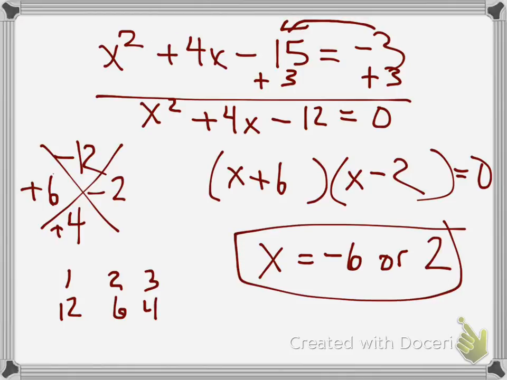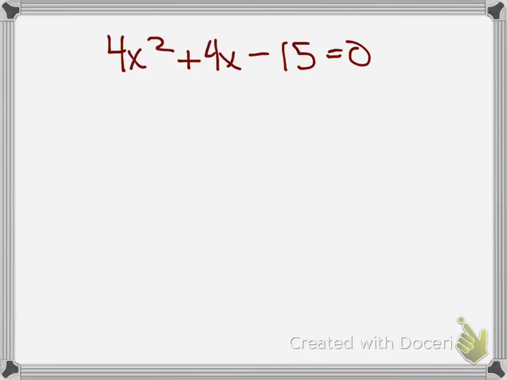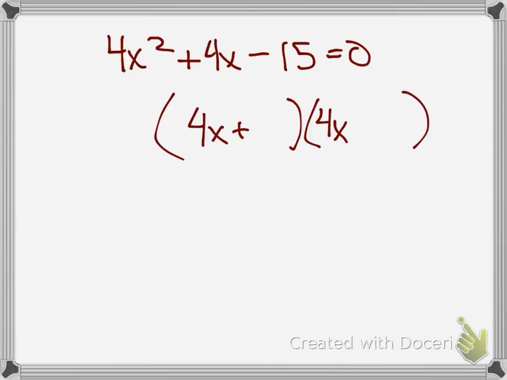So that's the solving part of it. Now, what happens if it's got a number in front? Oh my goodness gracious, that was a huge mess. But let's fix that up and let's do something else. Okay, so here we have 4x squared plus 4x minus 15 set equal to 0. So I'm going to just do this. I'm going to go 4x, 4x, plus minus is plus minus.